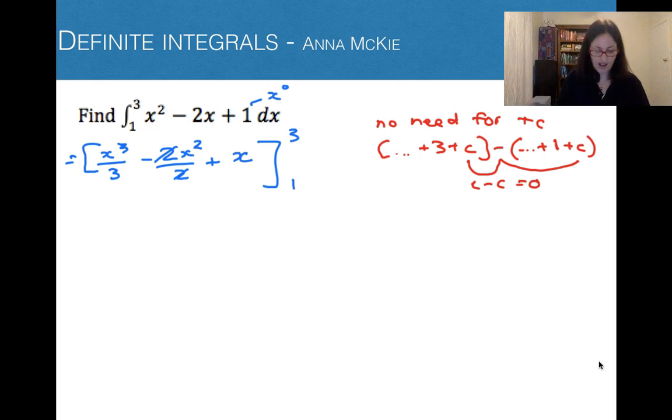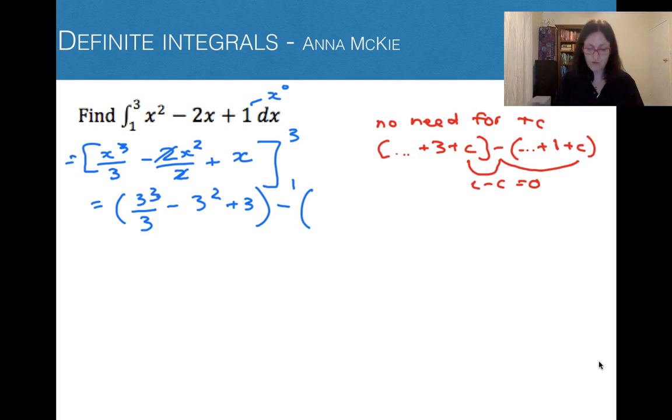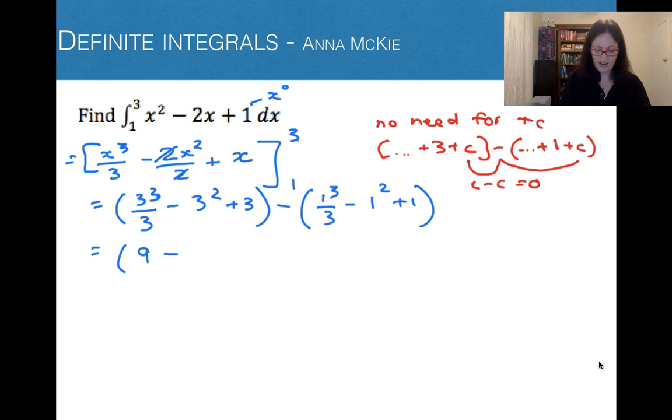So let's carry on with our question here. We now use round brackets when we're substituting in the numbers. So we have 3 to the power of 3 over 3, subtract 3 squared plus 3, close bracket, subtract, round bracket. Please use the brackets here. It's going to be particularly useful when you get negative numbers in the future. So we've got 1 to the power of 3 on 3, take 1 squared plus 1. You don't have to show all those steps if you're fine with that. And let's see what's going to cancel out here. So I'll write out some of these.